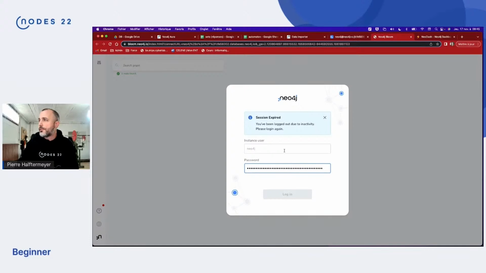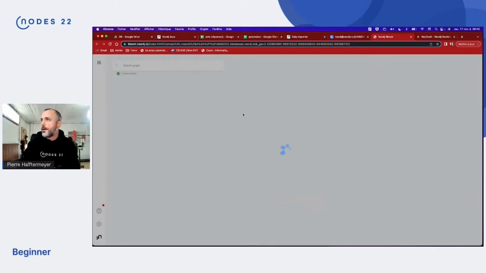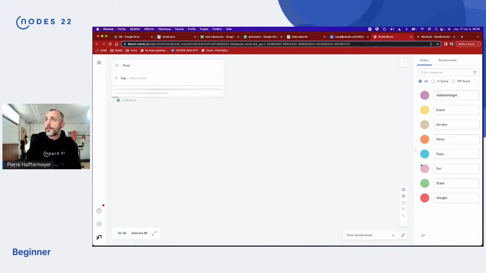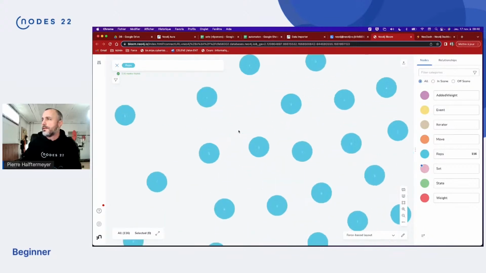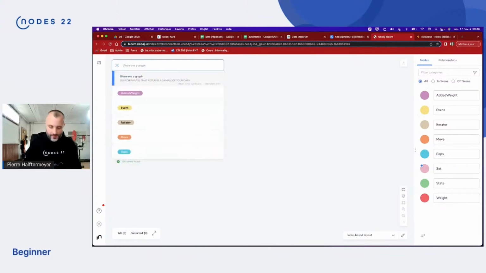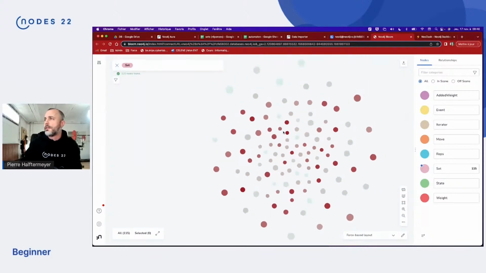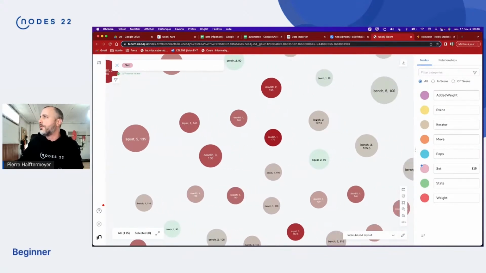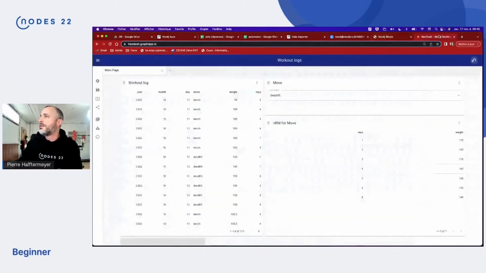Okay, and now I can see I have reps in my database. I can see all my reps. I wanted to show you sets of work. So yeah, I can see I have, for instance, a deadlift set with 3 reps at 150 kilos. And I can build an app with that in a really straightforward manner.